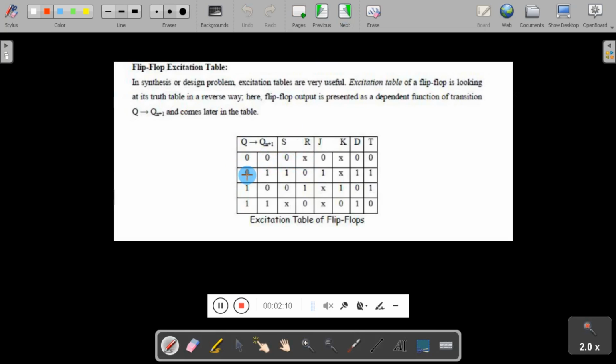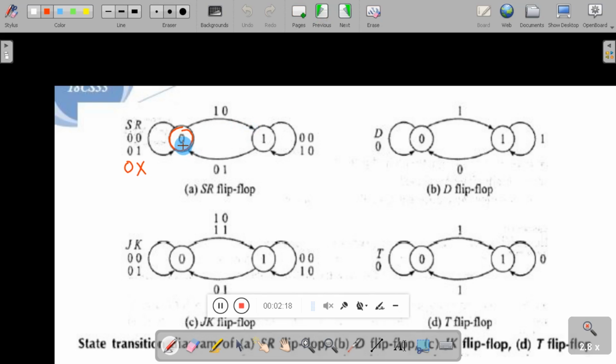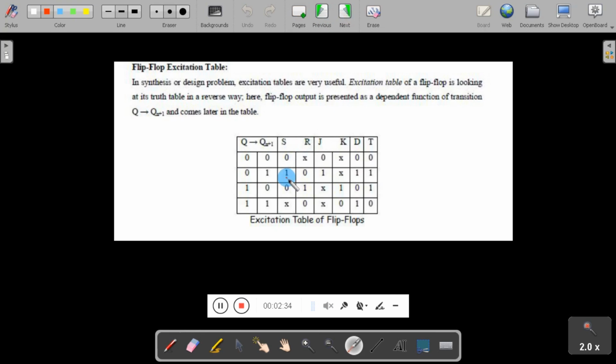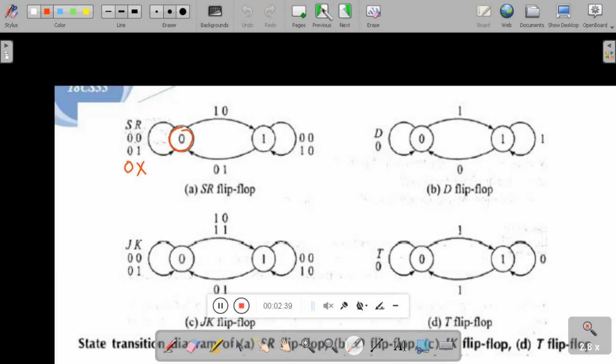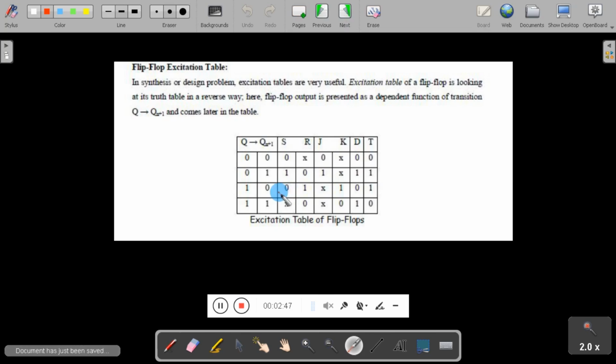To move from 0 to 1, what is the value of S and R? You can see here, to move from 0 to 1, the value of SR is 1,0. To move from 1 to 0, the value of SR should be 0,1. So you can see here 0,1.